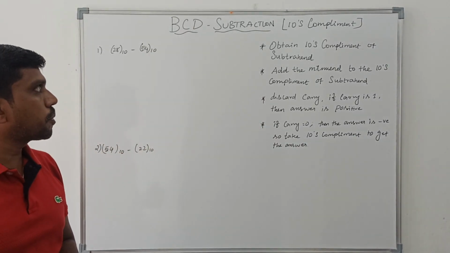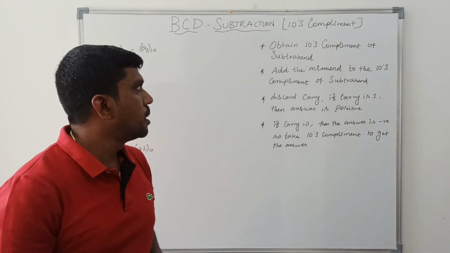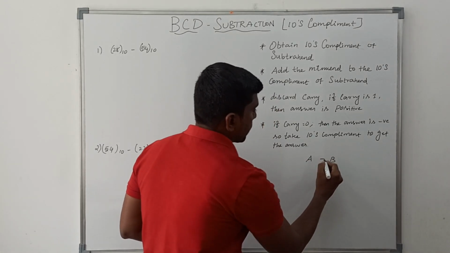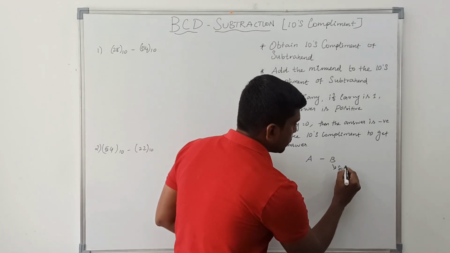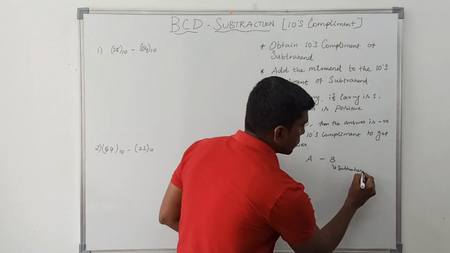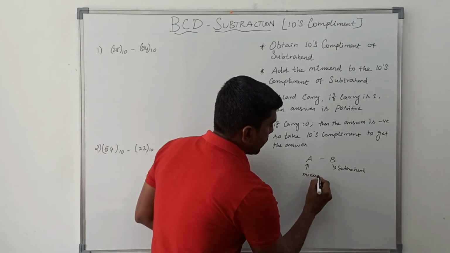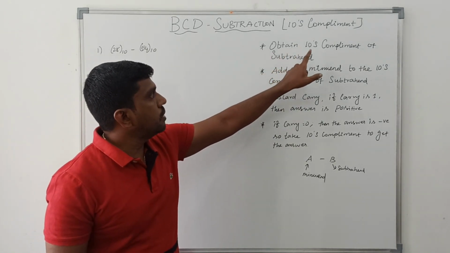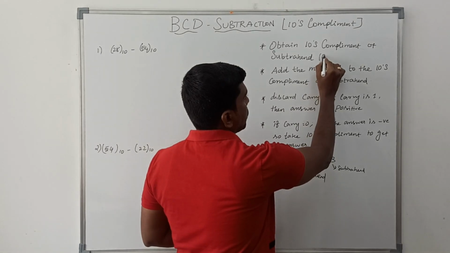Before solving the problem, first I will read the steps. What are the steps needed to solve the problem? Let me consider A and B. I subtract these two numbers. B is called the subtrahend, and A is called the minuend. First step, obtain the tens complement of the subtrahend. Subtrahend means the B value.